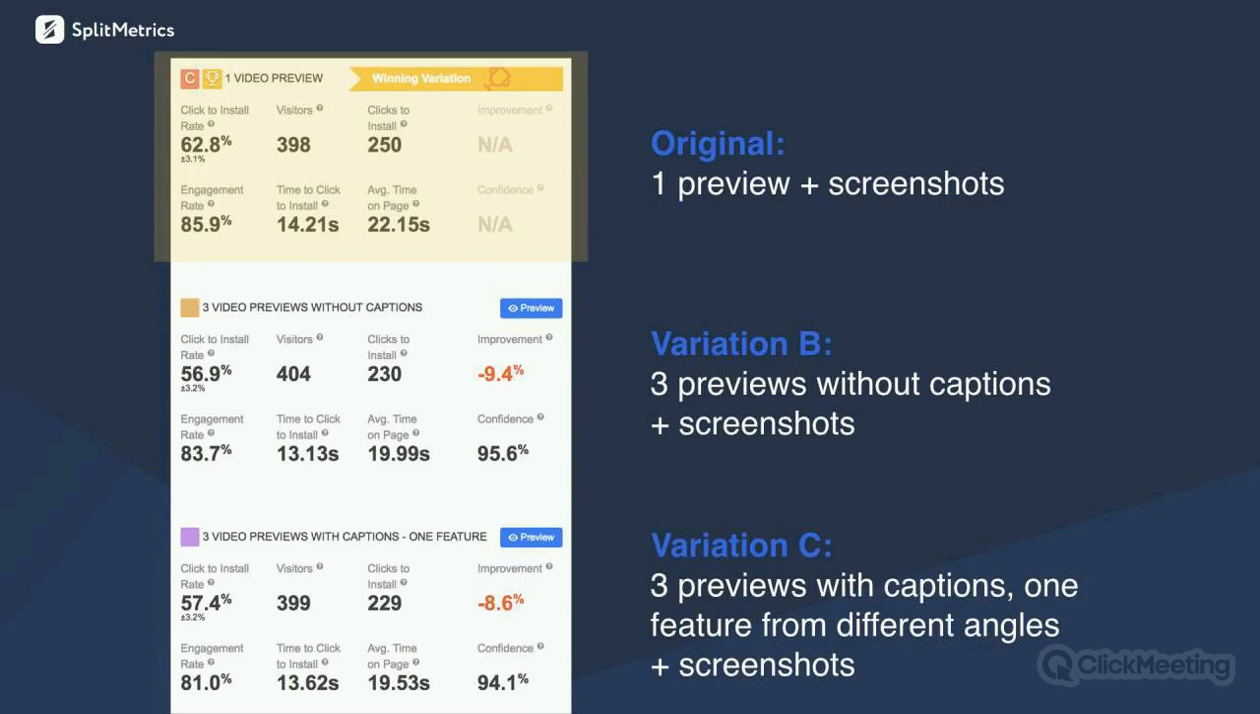First, app reviews should show an app from different angles. Second, the main features should be highlighted through the captions. And third, screenshots should complement app reviews, not duplicate. They wouldn't know this if they had not run this A/B test.